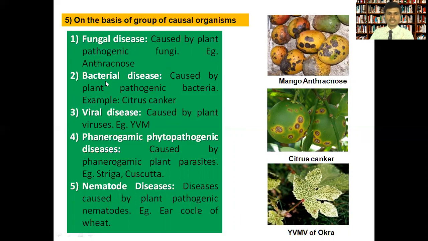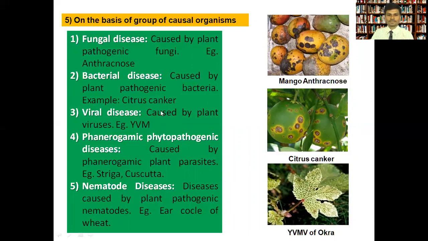Then bacterial disease, which is caused by plant pathogenic bacteria. A very well-known disease of citrus is citrus canker, which is caused by the Xanthomonas campestris bacteria. These spots are deeply situated. The spots are sunken spots.